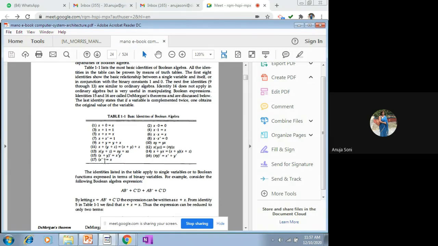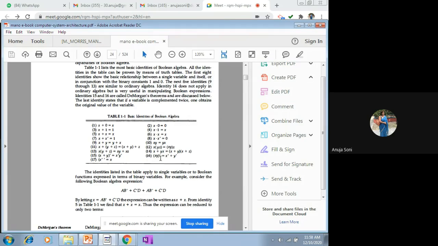Now we come to points number 15 and 16. Again, these two are extremely important. These two are called your De Morgan's law. It says that (x plus y) dash will be equivalent to x dash into y dash. The plus operator is replaced by the AND operator, and the dash that stands for the complement comes to all the variables separately.